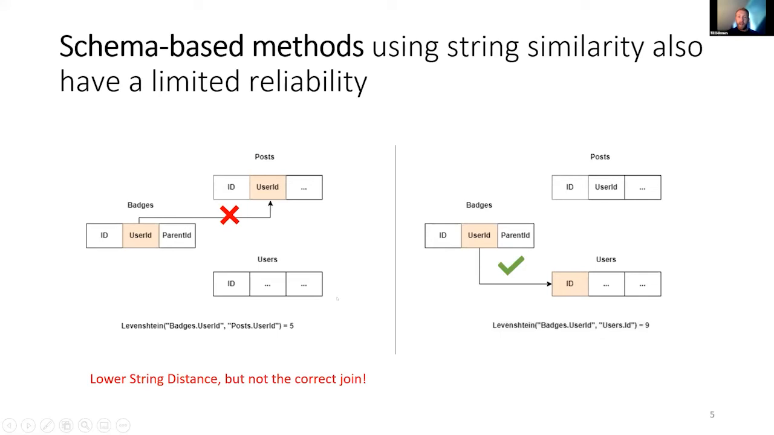Then another category of methods are schema-based methods. Often those methods look at string similarities between table names or column names to identify which could be potential foreign key joins. And also here, these methods are not always correct. Because on the left side we have both columns called user ID, but this is not necessarily the join which makes most sense in that context.